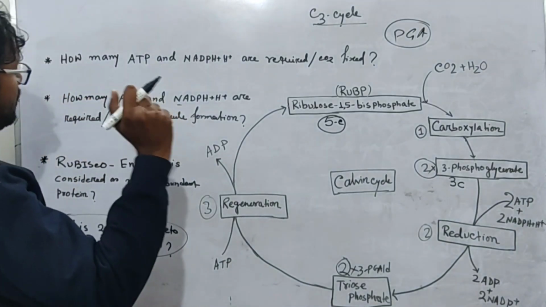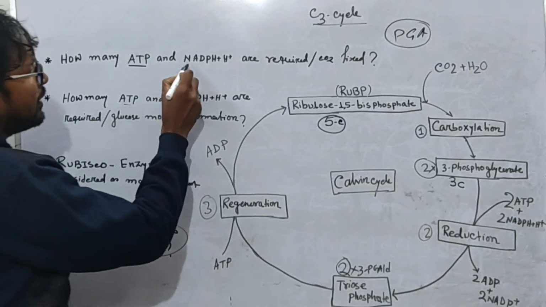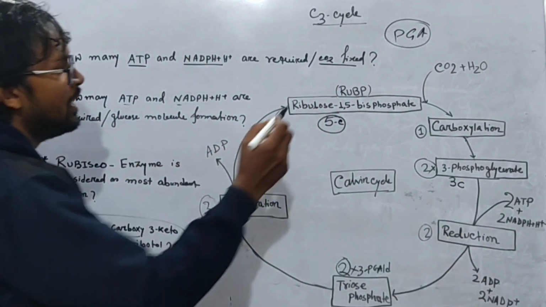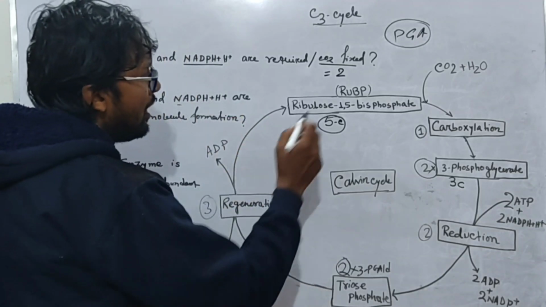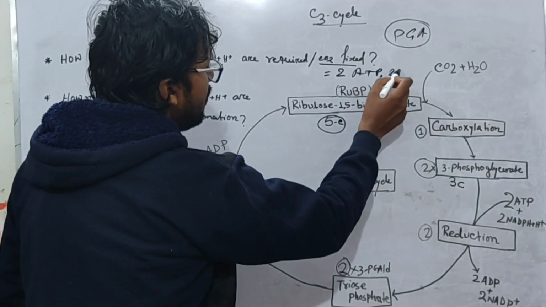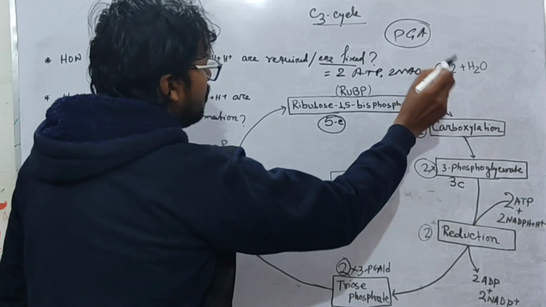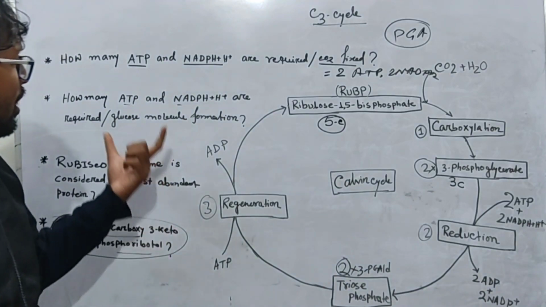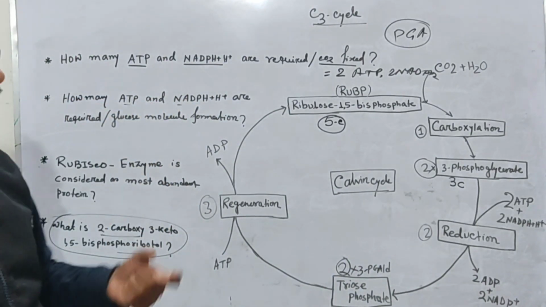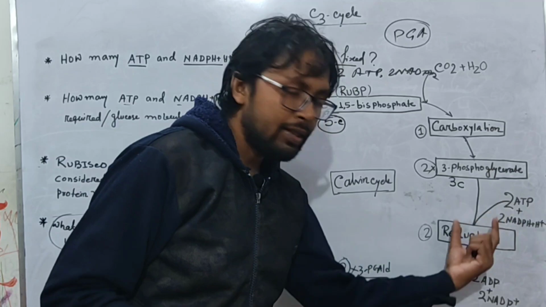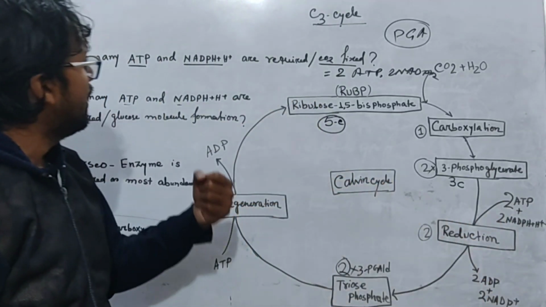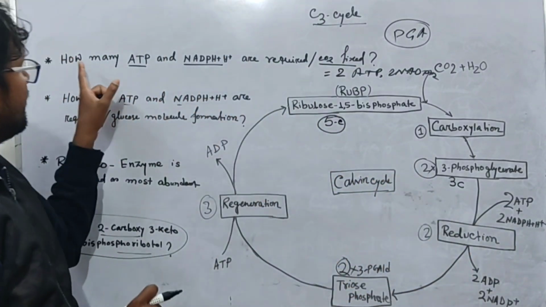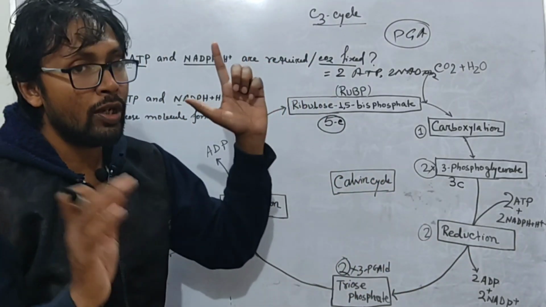So this is the first question: how many ATP molecules and NADPH molecules are required for 1 carbon dioxide fixed? The answer is 2 ATP and 2 NADPH. Okay, now the second question: for a glucose molecule formation, and for the reduction step, it is required, and for synthesis, sorry, how many ATP molecules are required for the total carbon dioxide fixed?